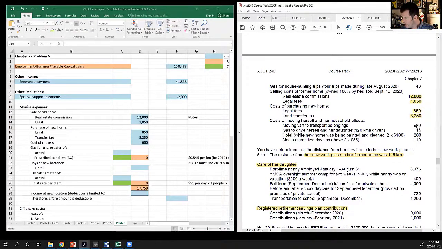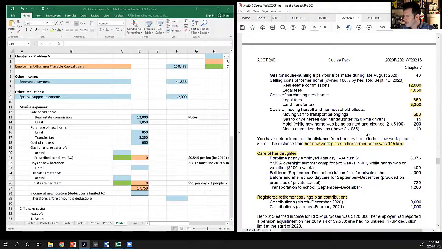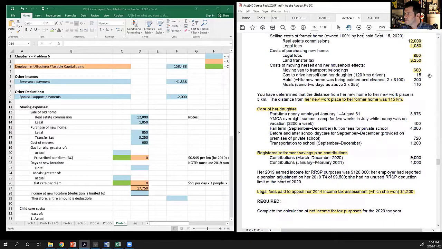Next up, we have gas to drive herself and her daughter for 120 kilometers. Is that right? $15? Sure. I have no idea what gas costs. So the actual cost is $15. Now, remember here that there is a potential per diem involved, and the per diem is based on the kilometers driven. So you can compare the two, and you want to pick the one that's larger because it's a deduction. You want the biggest possible deduction. So the gas for the trip is the greater of two things: the actual expenses incurred or the per diem.